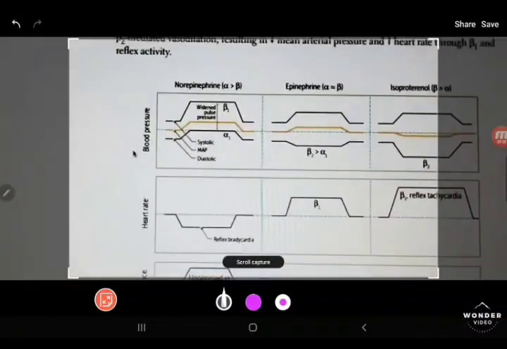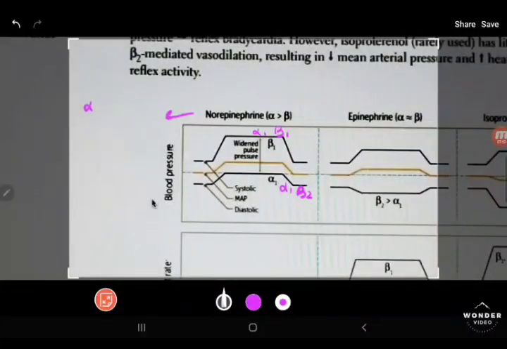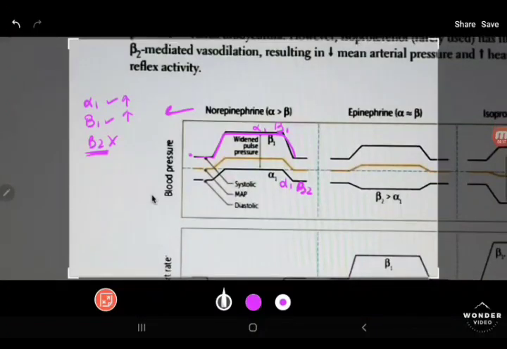Now here's the thing. We said that norepinephrine has an effect. Firstly, write down alpha 1, beta 1, alpha 1, beta 2. That's the first thing we do. And now we know that norepinephrine has an effect on alpha 1 and on beta 1, and has no effect on beta 2. We said when both increase, it leads to an increase in your blood pressure. So we see this increase in systolic blood pressure.